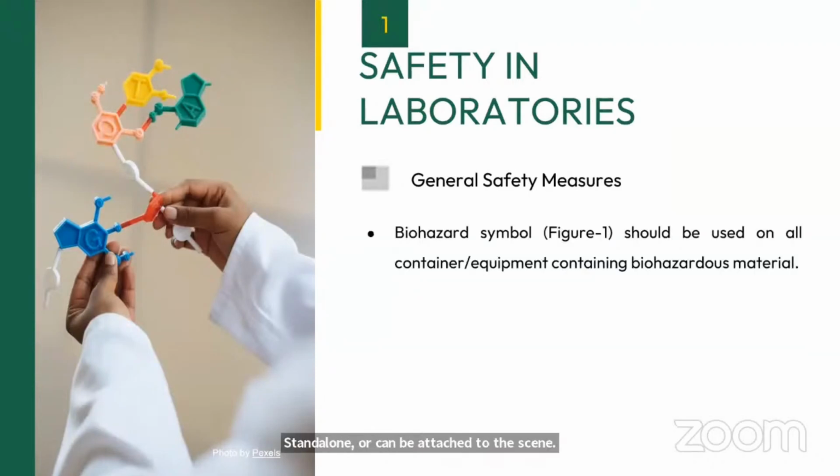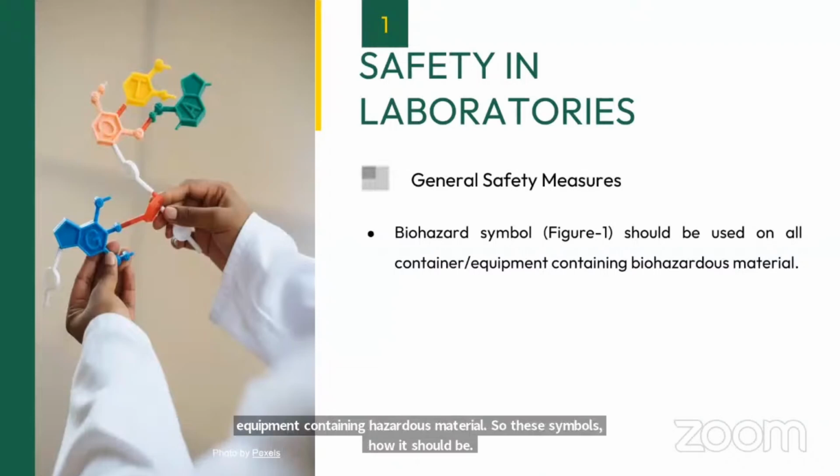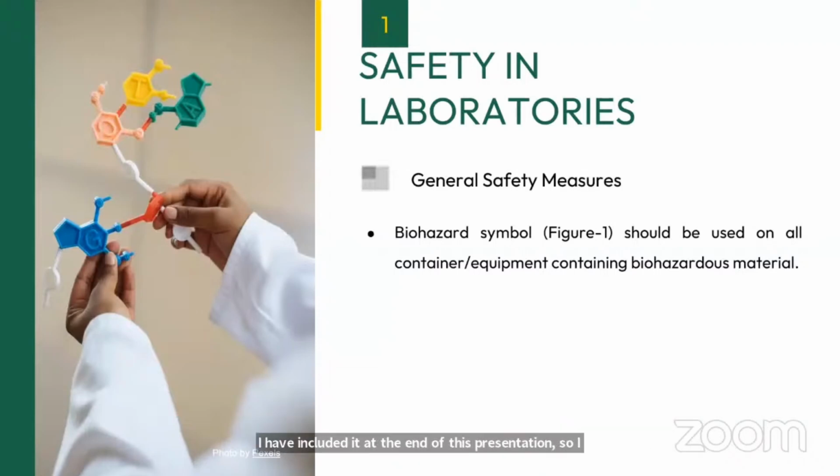Biohazard symbol should be used on all containers and equipment containing biohazardous materials. So this biohazard symbol, how it should be, I have included it at the end of this presentation. I will tell you how it should be and what details you should mention below that biohazard symbol. It is not like a standalone biohazard symbol that you just paste. There are certain details which should be included along with the symbol. So I will explain it to you at the end of the session.